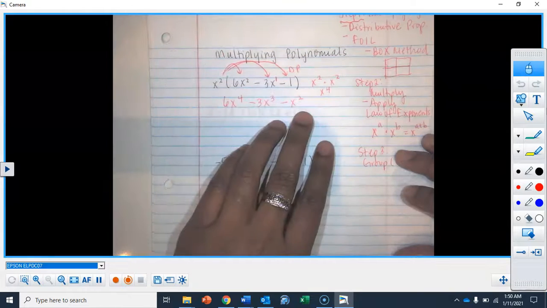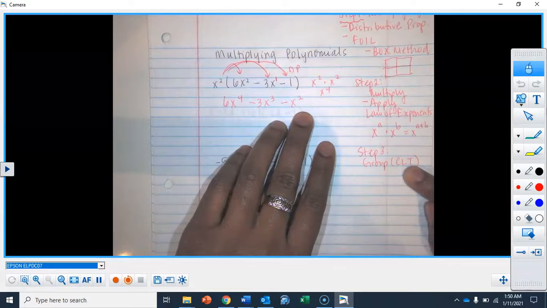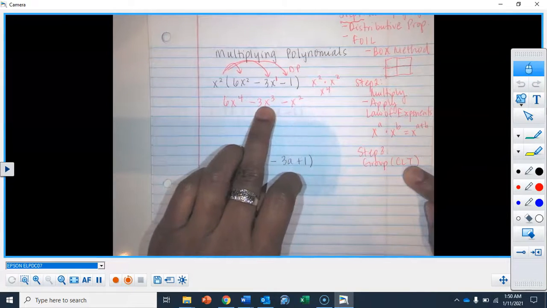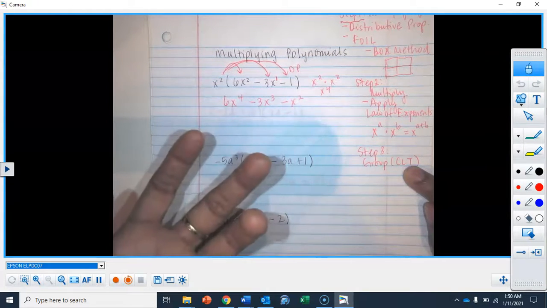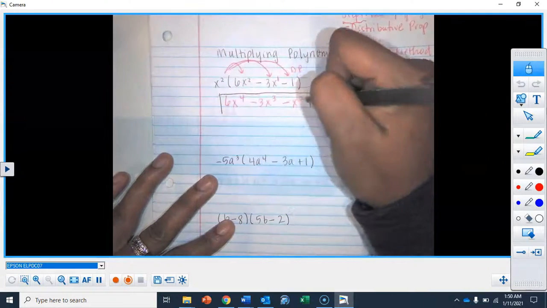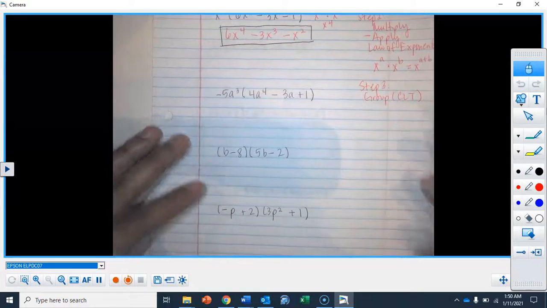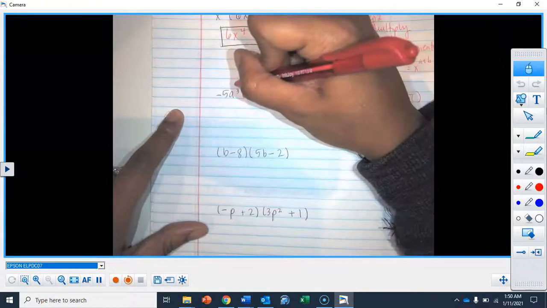There's nothing to combine here. I did apply the law of exponents, and there's no combining like terms because, as you can see, x squared, x cubed, x to the 4th, they're all different terms. There's nothing to do there. We're done, so I'm going to box it and move to the next one. On the next one, we're going to do the distributive property again.